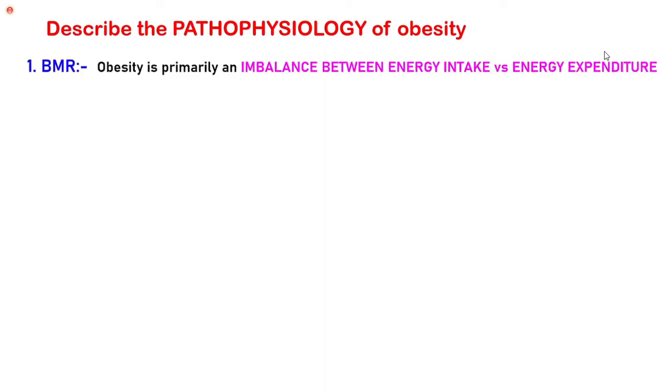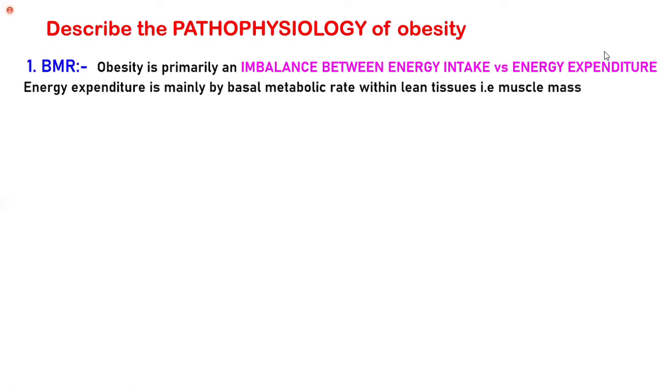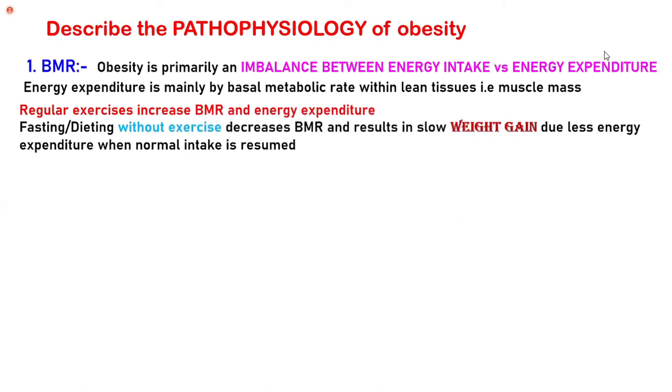Obesity is primarily an imbalance between energy intake and energy expenditure. So overeating and more sedentary life with less exercise is the first and foremost cause. Energy expenditure is mainly by basal metabolic rate within lean tissues, that is muscle mass. And regular exercise increases BMR and energy expenditure. That is how the exercises help. But fasting without exercise decreases BMR, and the slow weight gain will be due to less expenditure when normal intake is resumed.